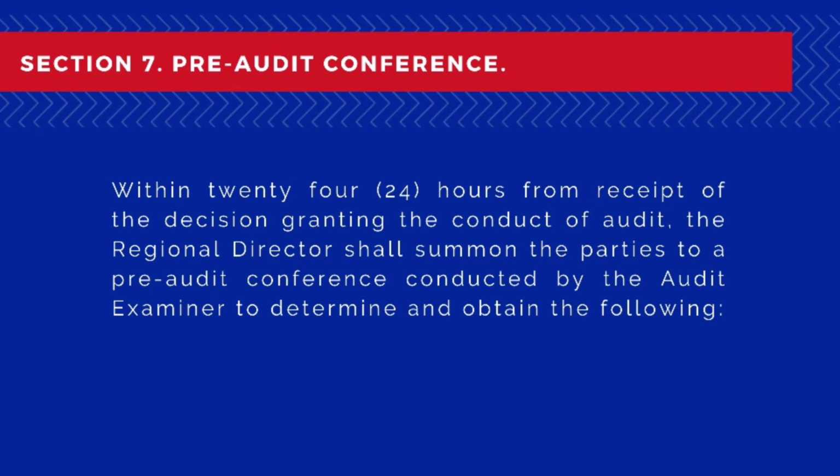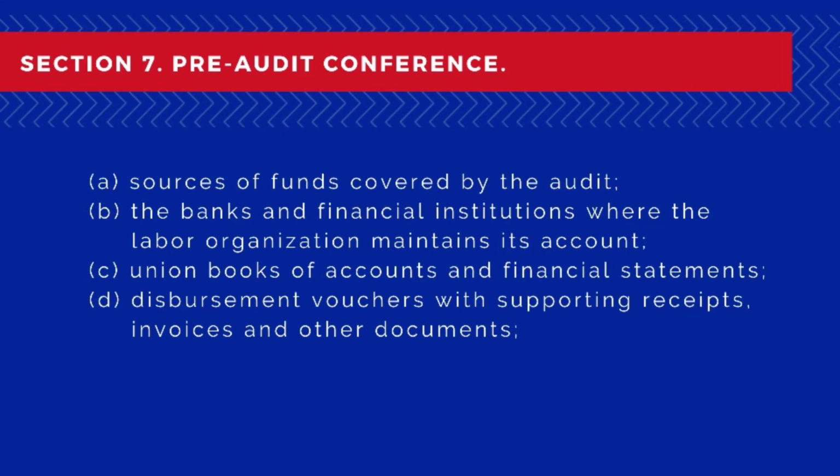Section 7. Pre-audit conference. Within 24 hours from receipt of the decision granting the conduct of audit, the regional director shall summon the parties to a pre-audit conference conducted by the audit examiner, to determine and obtain the following. A. Sources of funds covered by the audit. B. The banks and financial institutions where the labor organization maintains its account. C. Union books of accounts and financial statements. D. Disbursement vouchers with supporting receipts, invoices and other documents.